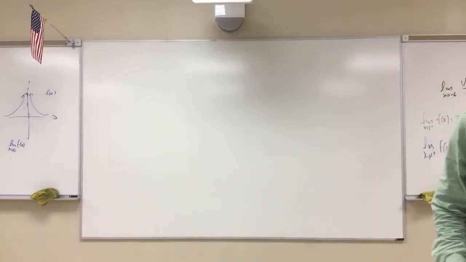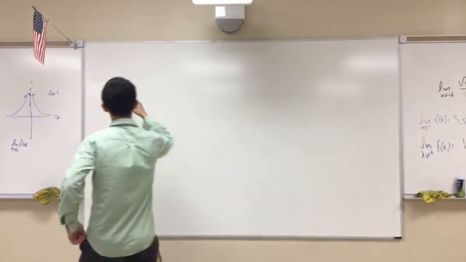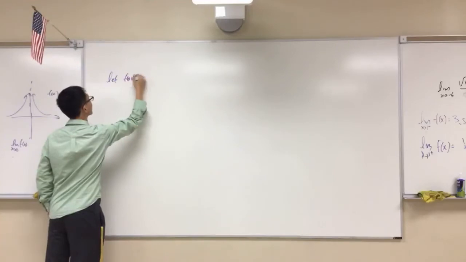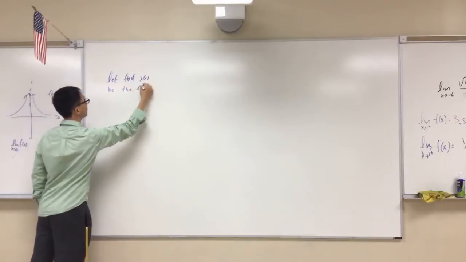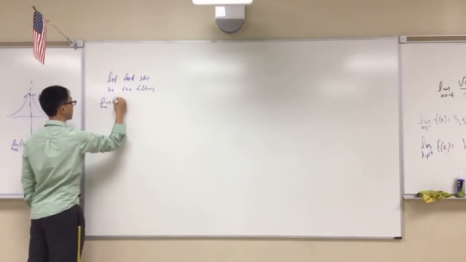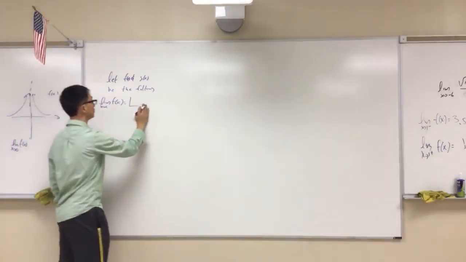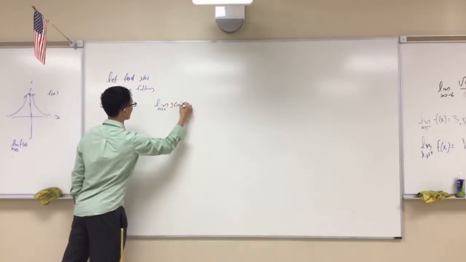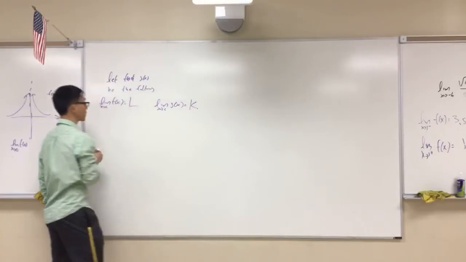So we're going to say let f and g be functions of x. Let the limit as x approaches c of f of x equal L, a constant L. And the limit as x approaches c of g of x equal K. I'm going to write a capital K. Those come directly from the textbook. It's pretty intuitive.